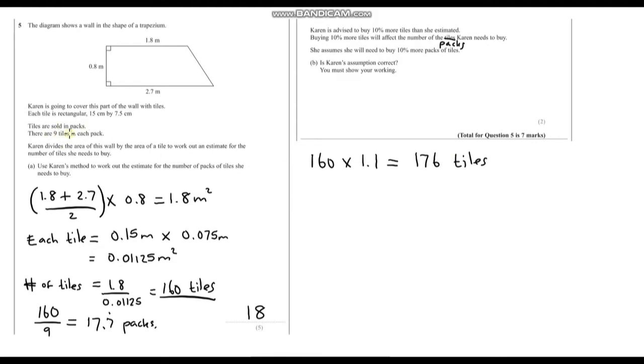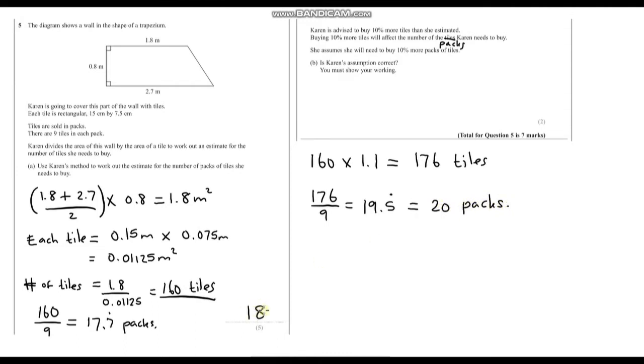Well, there's still 9 tiles in each pack. So now if we do 176 divided by 9, that will tell us how many packs that she needs to buy. So 176 divided by 9 gives us 19.5 recurring, which obviously again we can't buy 19.5 recurring packs, so we'd have to round that up to 20 packs.